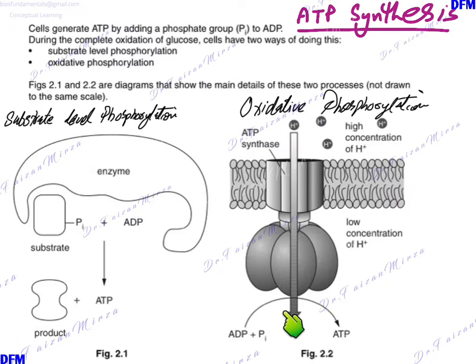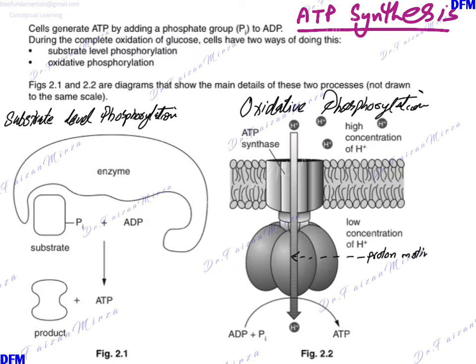But this reaction works only when H plus ions cross through this protein channel. So ATP synthase is an enzyme that produces ATP by combining ADP and Pi, and it's a protein channel as well. This protein channel allows H plus ions to move from a region of high concentration to a region of low concentration by a process of facilitated diffusion.